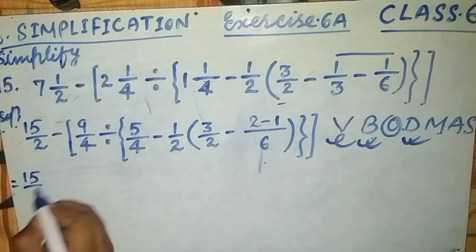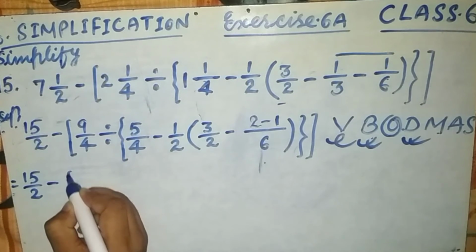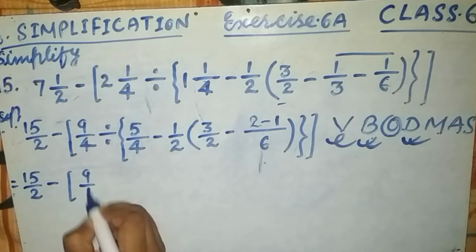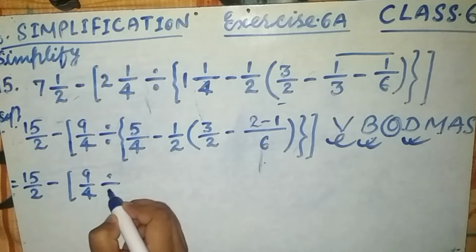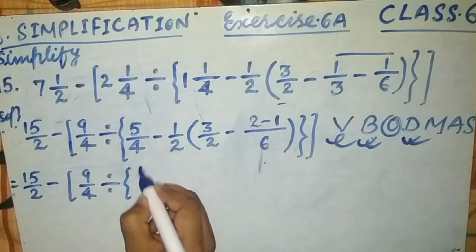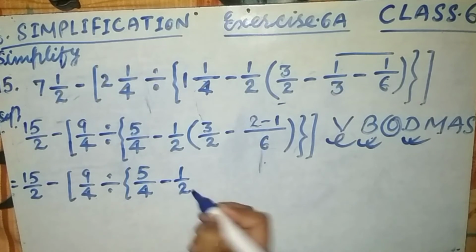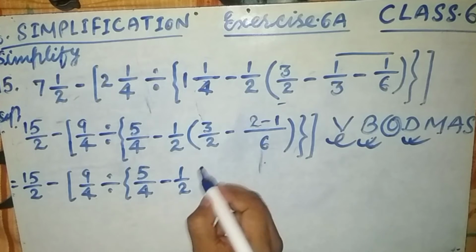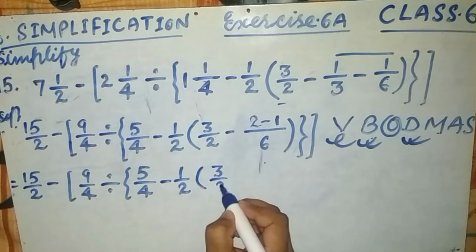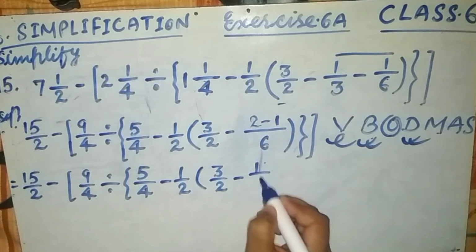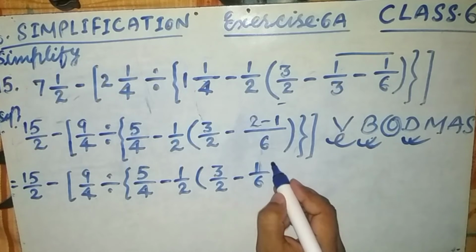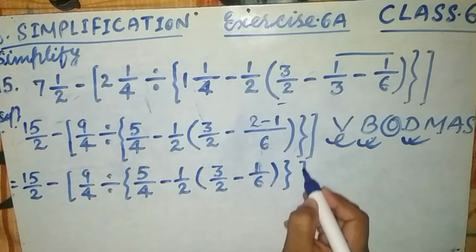15 by 2 as it is, minus big bracket 9 by 4 as it is, divide as it is, curly bracket as it is, 5 by 4 as it is, minus half, a small bracket as it is, 3 by 2 as it is, minus 1 by 6. Why friends? Because 2 minus 1 is 1, 1 by 6 as it is.